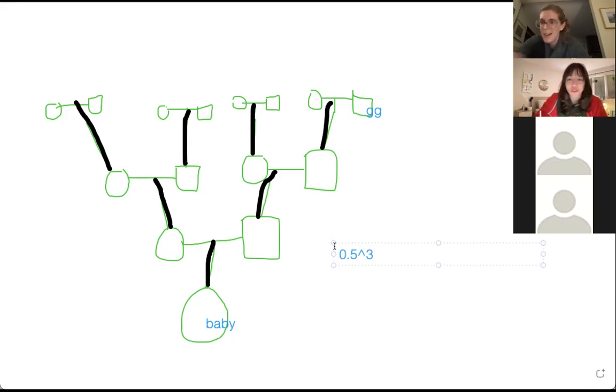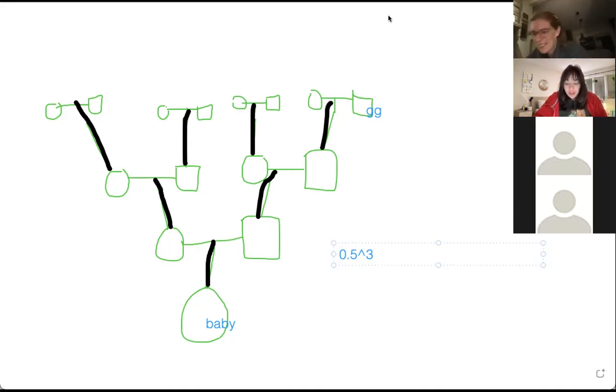Oh, I don't have my calculator. I'm going to trust you. Yeah, I think it's 0.125. So you share 12.5% of your genetic variation with any one great grandparent. Okay, that makes sense. And then if we keep going up, we just increase that exponent, I'm assuming. Exactly. So for your great great grandparent, it would be 0.5 to the power of 4. So you're only 6.25% related to your great great grandparent. Okay, yeah, that makes sense.